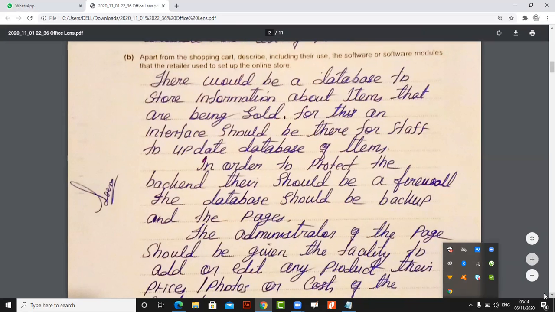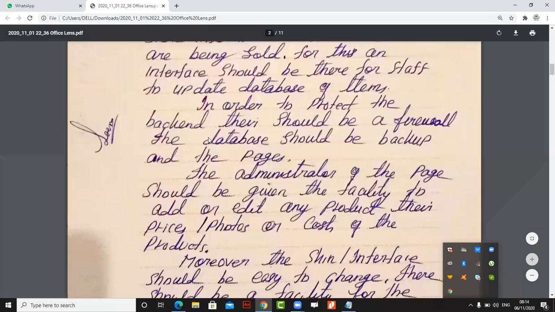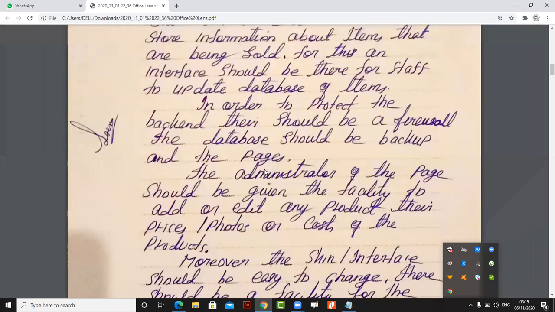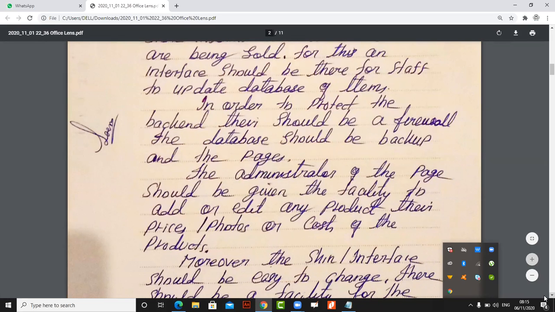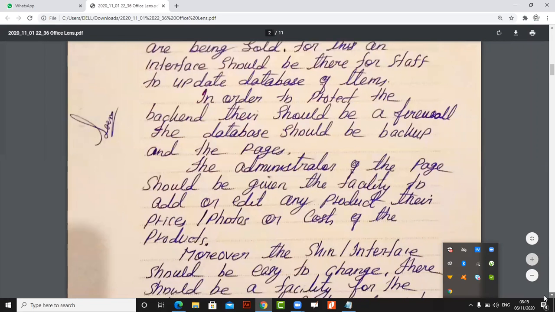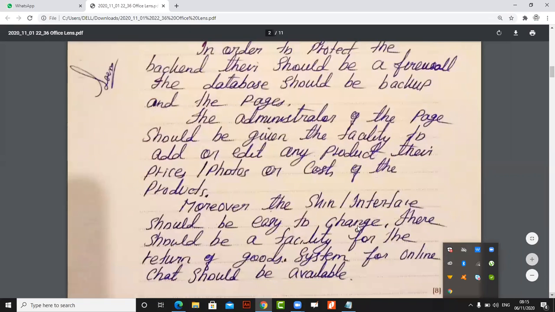In order to protect the backend, there should be a firewall. The database should be backed up. So it's important that if I set up this module, I obviously need a firewall for the database, so that no one can get unauthorized access to it. The administrator of the page should be given the facility to add or edit any product, their prices, photos, or cost. There should be a facility available for the administrator at the back end.